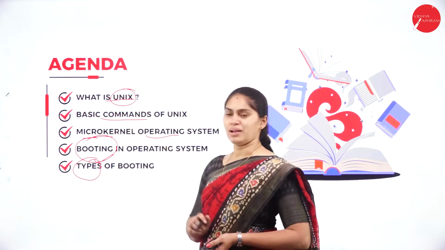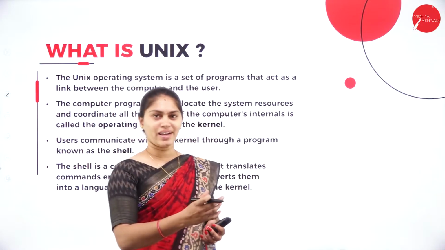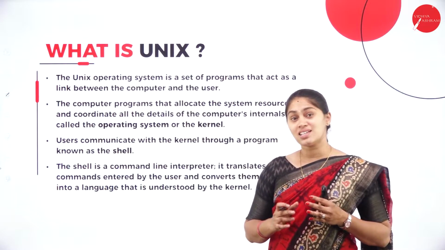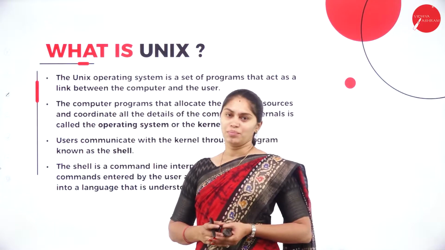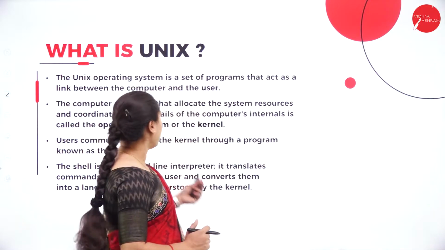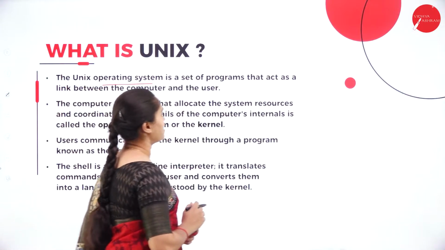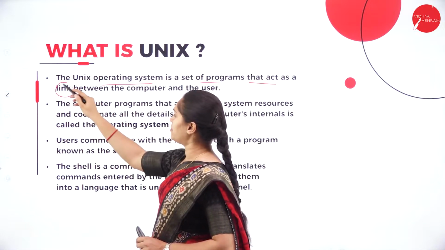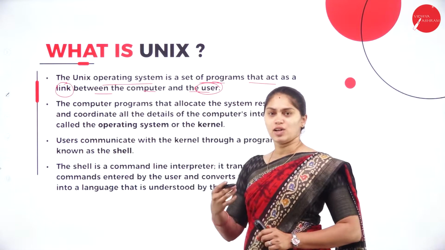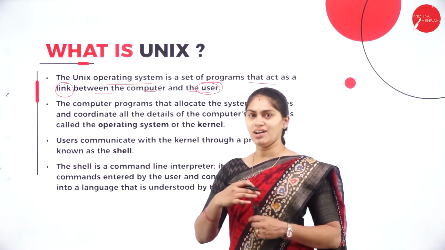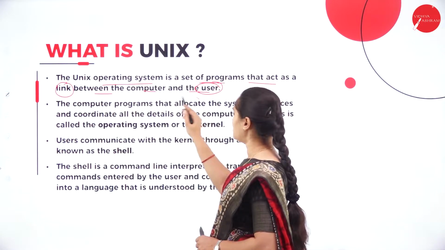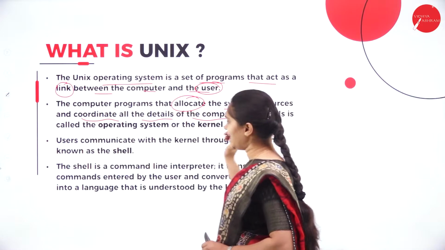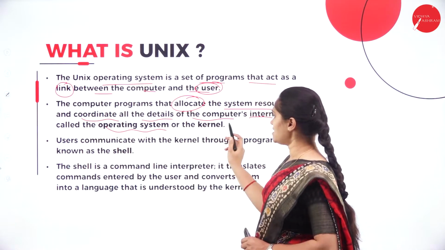First, we'll see what you mean by Unix. As I told earlier, together what we are saying, Unix operating system. If it is an operating system, then it needs to act as an interface between the user and the components of a computer. In the same way, here also you can see Unix is an operating system. It's a set of programs that acts as a link between the computer and the user. Here also it's establishing a relationship between the user and the computer, and a computer program that allocates the system resources and coordinates all the details of the computer's internals is called as what? Operating system or the kernel.